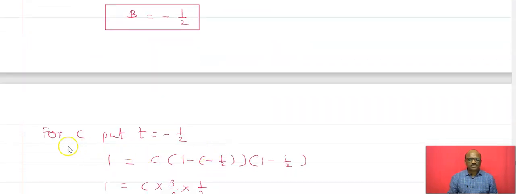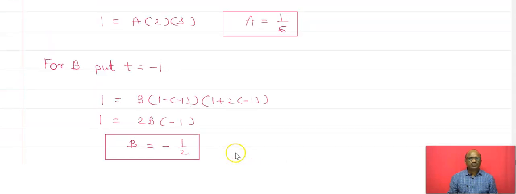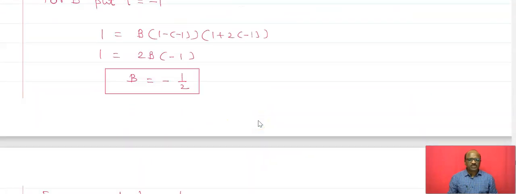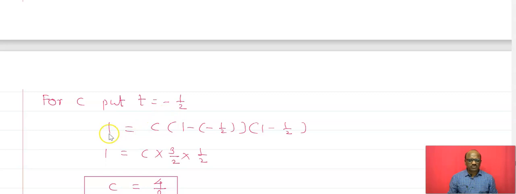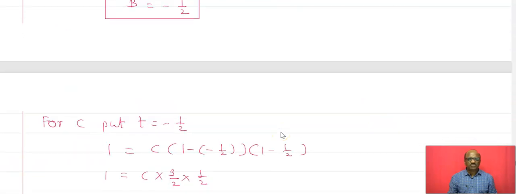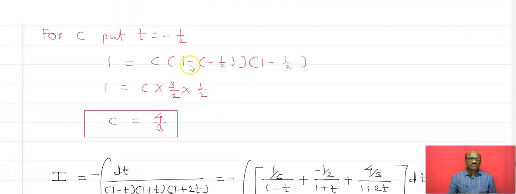Next, for the value of c, put t equals minus 1 upon 2, and the remaining terms will become 0. Then 1 equals c in bracket 1 minus in bracket minus 1 upon 2 bracket complete, in bracket 1 minus 1 upon 2. We are substituting the value of t as minus 1 upon 2, and overall after calculation, 1 equals c into 3 by 2 into 1 upon 2, and then you will get c equals 4 upon 3.